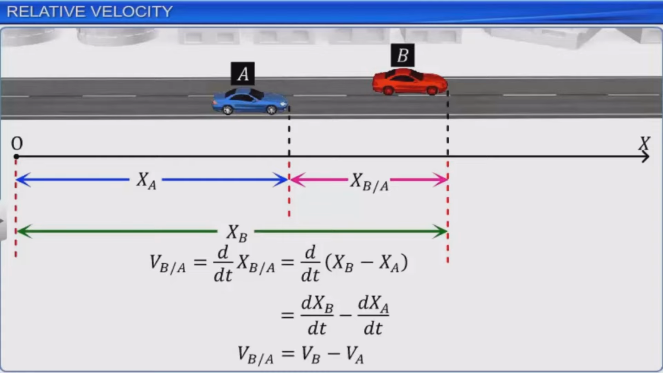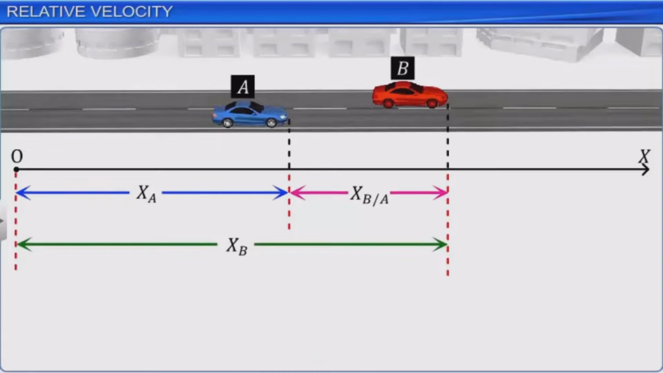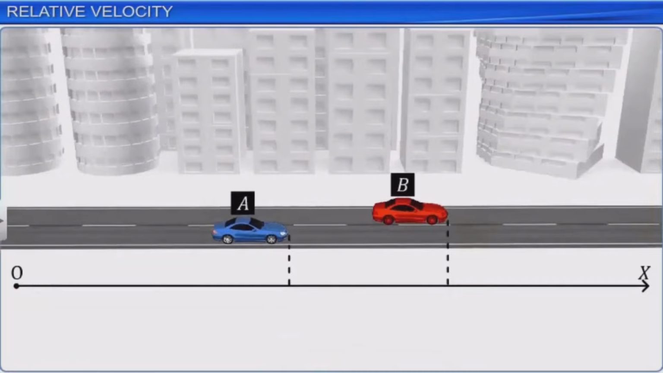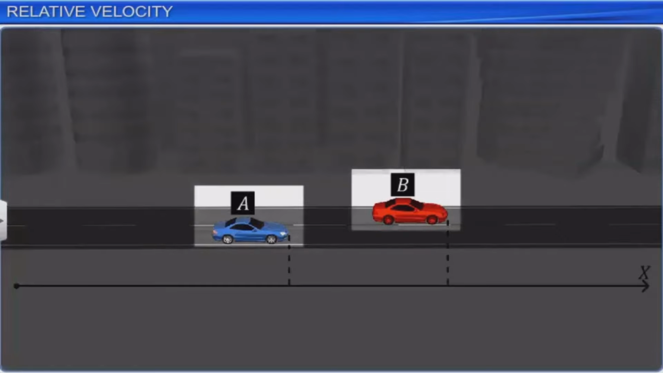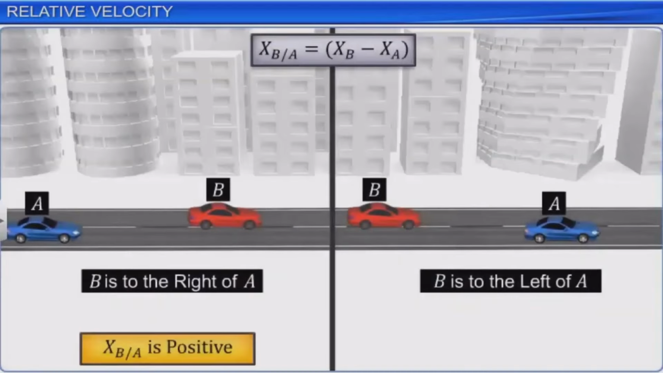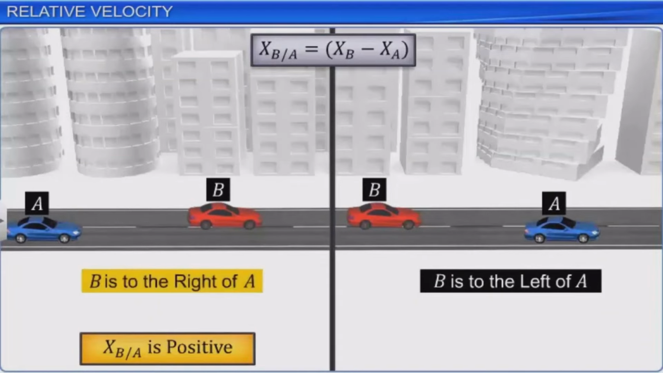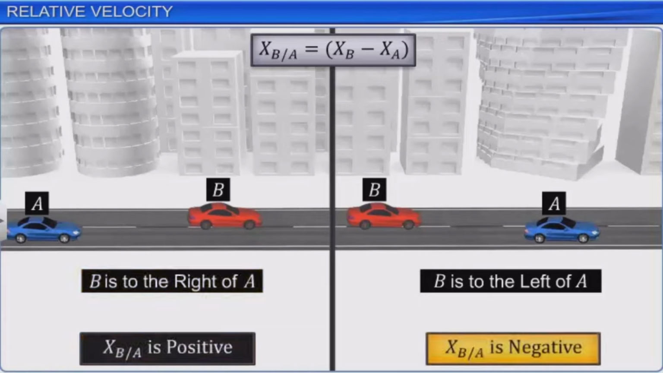Coming to the sign convention, regardless of the position of the origin O with respect to the positions of A and B, a positive sign for x_B/A means that B is to the right of A, and a negative sign means that B is to the left of A.